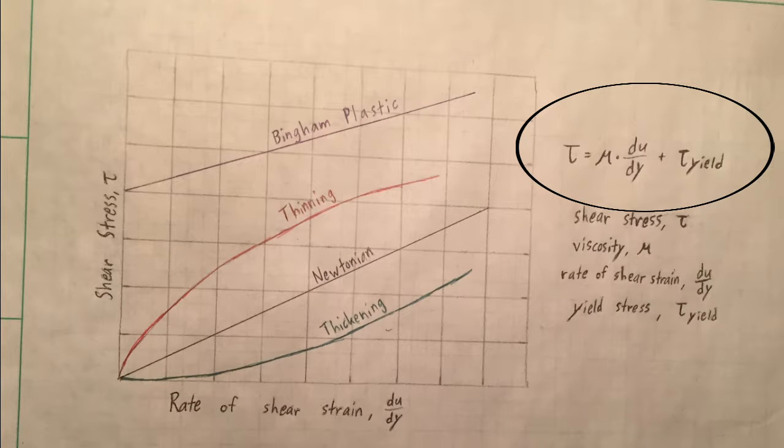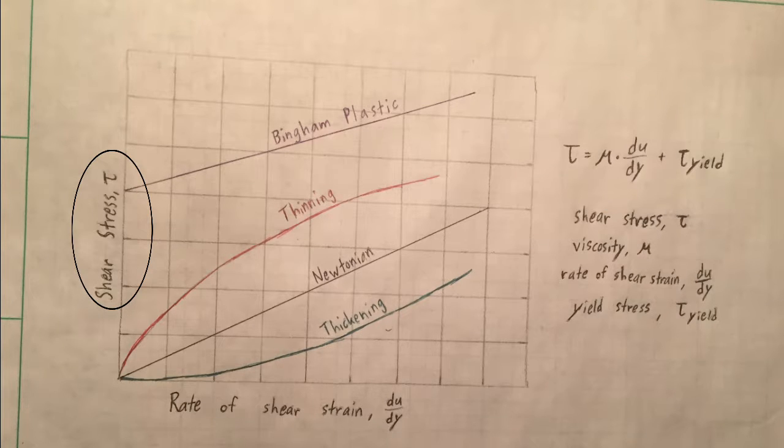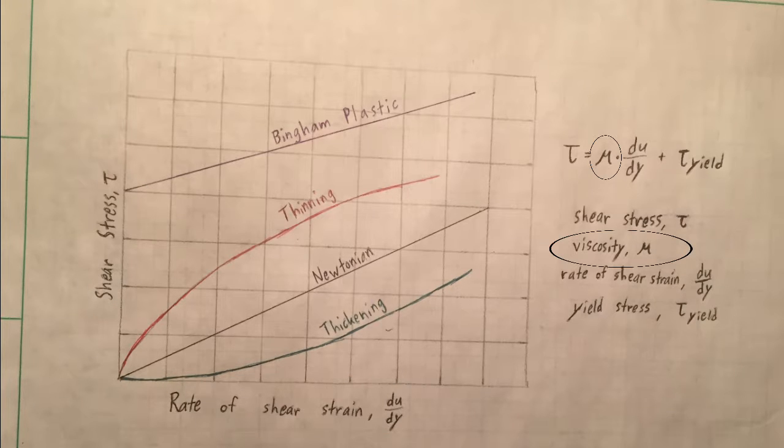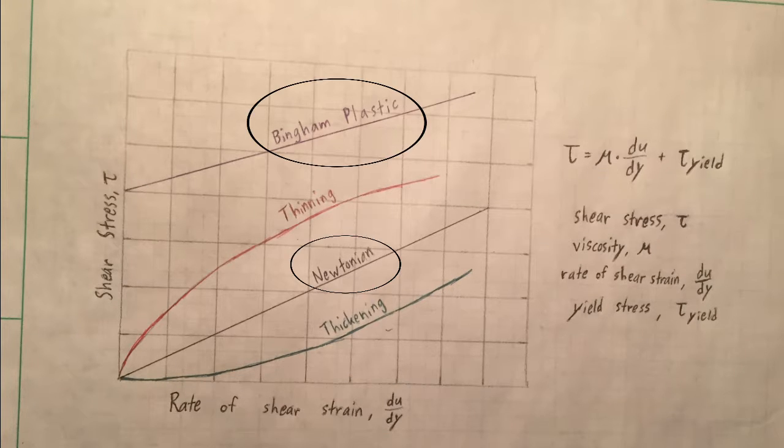The behavior of the types of fluids is showcased by this graph and equation. Shear stress is the product of viscosity and the rate of shear strain. In the graph, shear stress is on the y-axis, the rate of shear strain is on the x-axis, and viscosity is the slope of the line.